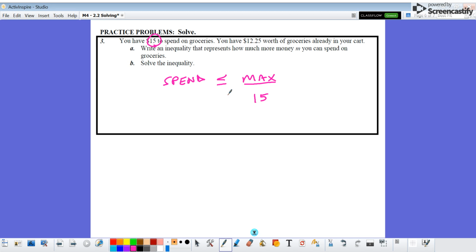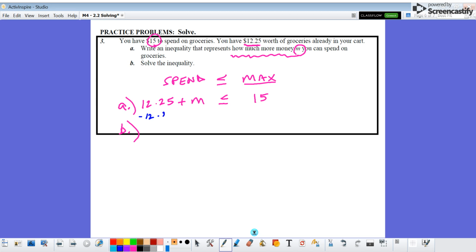So here's my inequality. I've been told I've spent $12.25 so far, or that's what's in my grocery cart. And the question wants to know how much more money, and we're told that's M, you can spend. So I want to spend more, add on how much more, and we'll call that M. There's my inequality. And in part B, I'm asked to solve that.